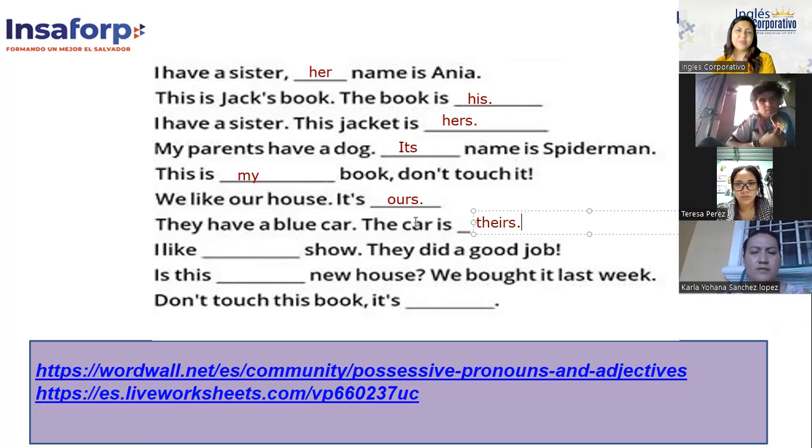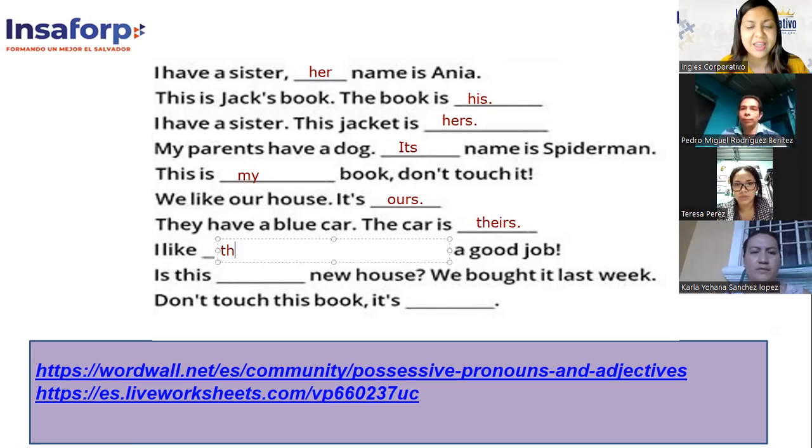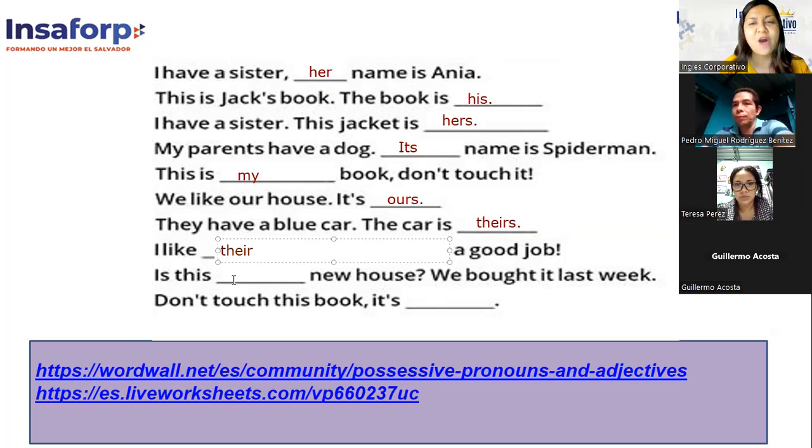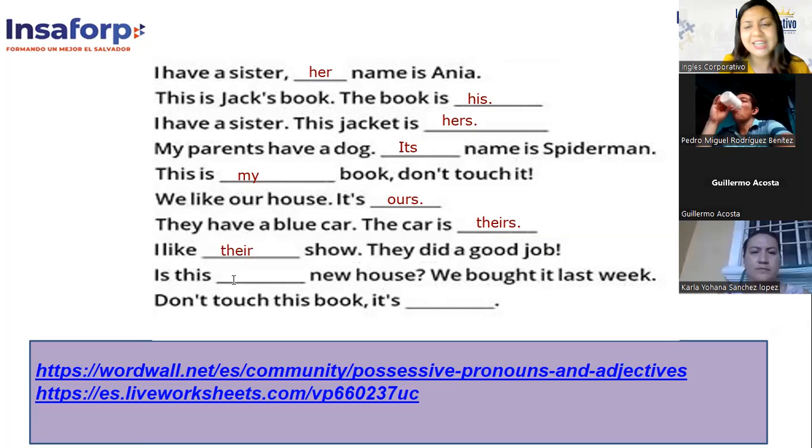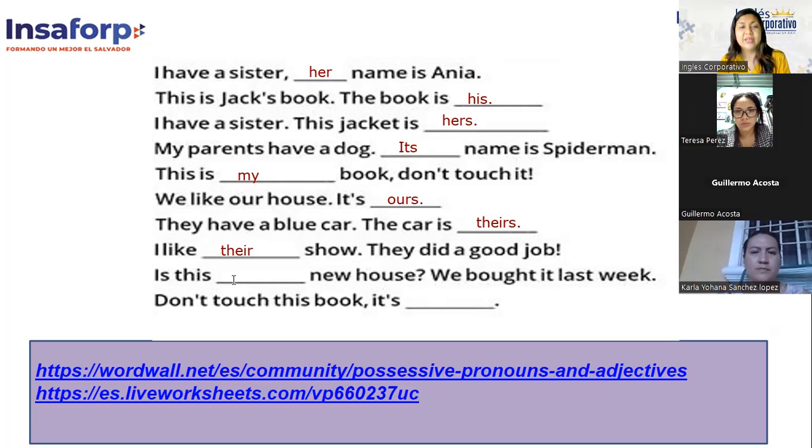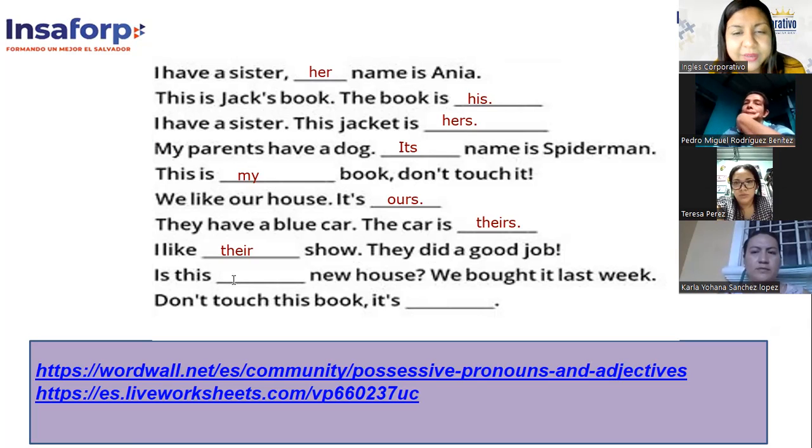Está hablando de ellos, ¿verdad? Entonces, me gusta. Yes, they did a good job. Is this new house? We bought it last week. Es esa nueva casa. Nosotros la compramos la semana pasada.